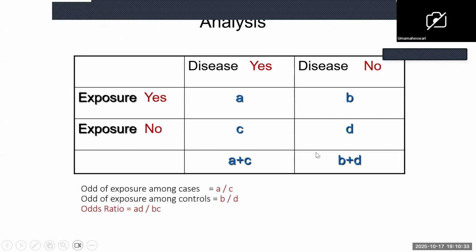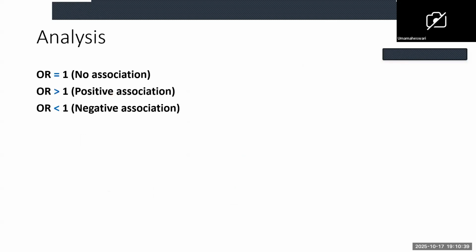Then you calculate. As you already read, your measure of association in a case control study is the odds ratio. If you find your odds ratio as 1, there is no association with the risk factor. If it is more than 1, there is a positive association with the risk factor. If it is less than 1, it is protective.